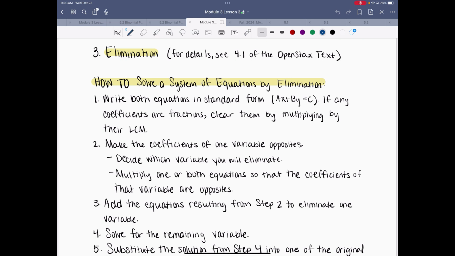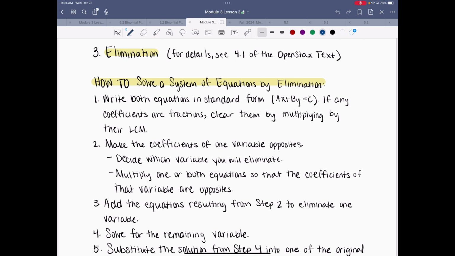Step 1. Write both equations in standard form. This means collecting all the variable terms, x and y, on one side and placing the constant number on the right side. If any coefficients are fractions, clear them by multiplying the entire equation by the least common multiple, LCM. For example, if you have fractions like 1/2 and 1/3 in the same equation, you can multiply everything by 6, the LCM of 2 and 3, to eliminate the fractions.